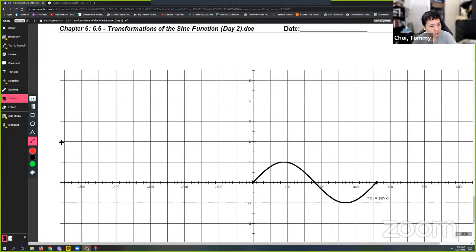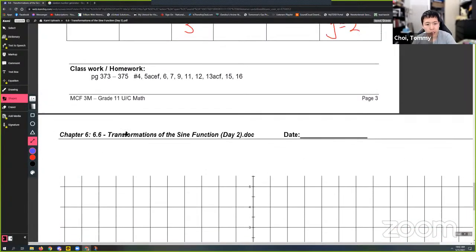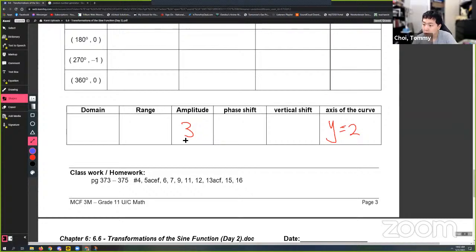That is not a line. That is a square. We're going to draw out x equals 2 there. Or sorry, y equals 2. That's our equation of the axis. You start with that. Then, maybe in blue, I'm going to do the amplitude.